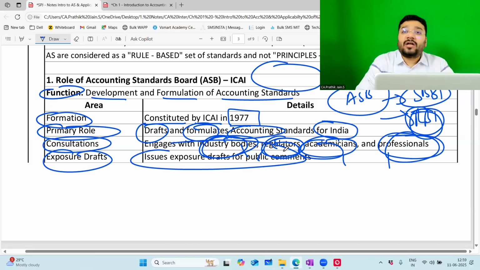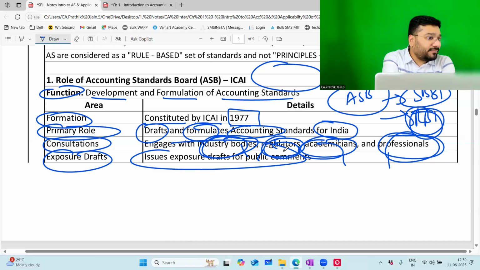If the standards are to be made applicable on the corporates, then what should ICAI do? ICAI has to recommend this to MCA. Only upon MCA's notification, the companies have to follow AS, otherwise not required. But MCA, before giving the notification, will take the opinion from NFRA. It's an independent body of ICAI. So they take the opinion from NFRA, and then if everything is okay, they will issue the standards made applicable on the companies. Understood or not understood?